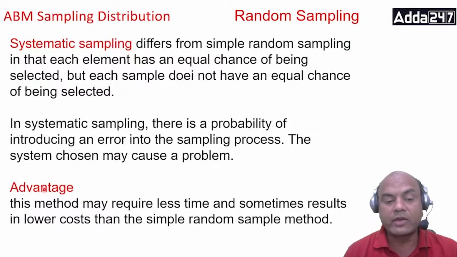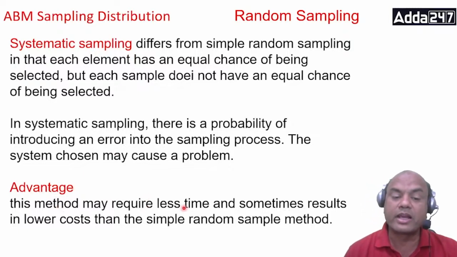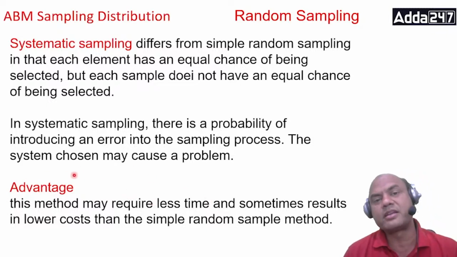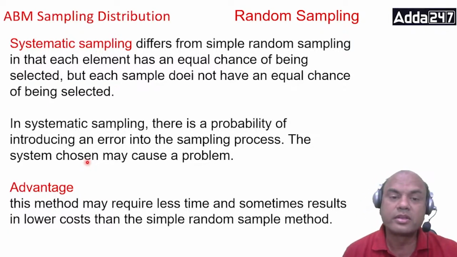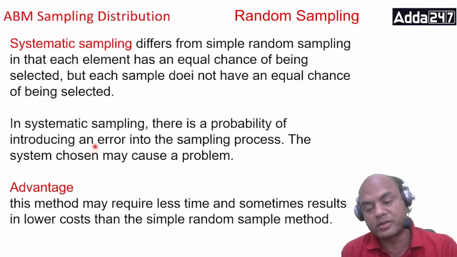Advantage: this method may require less time and sometimes results in lower cost than the simple random sample method. Because in systematic sampling, obviously we are not telling all 60 students to stand and selecting randomly. We are telling every 10th or every 5th. So it will give me a fair chance and it will be fast.